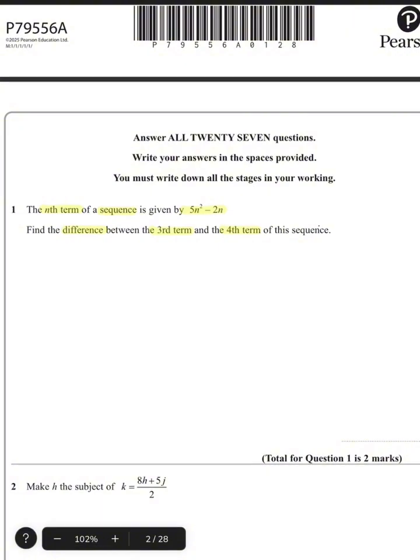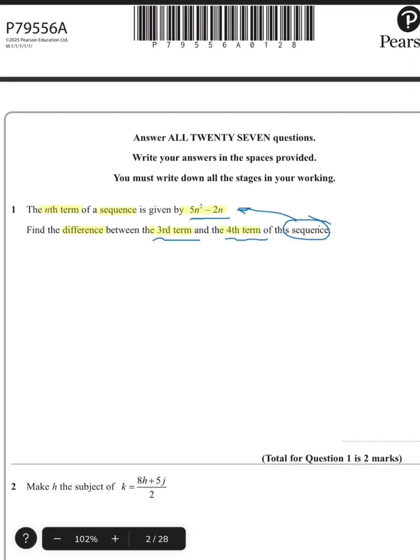Okay, so we know the formula for the nth term is 5n squared minus 2n over here. This formula will allow us to find any term in the sequence by replacing the n with the term number we want. Since we're asked about the third term and the fourth term, let's find these first.